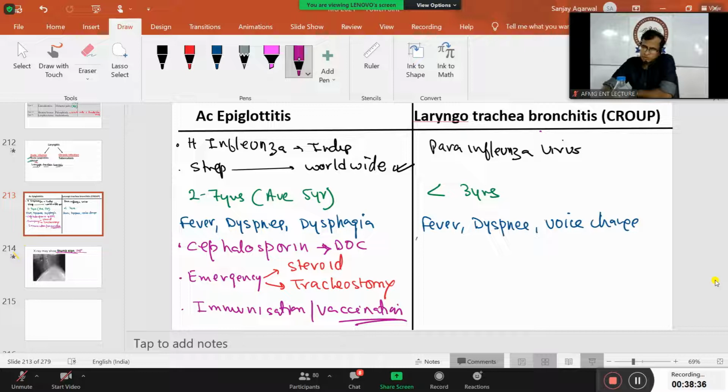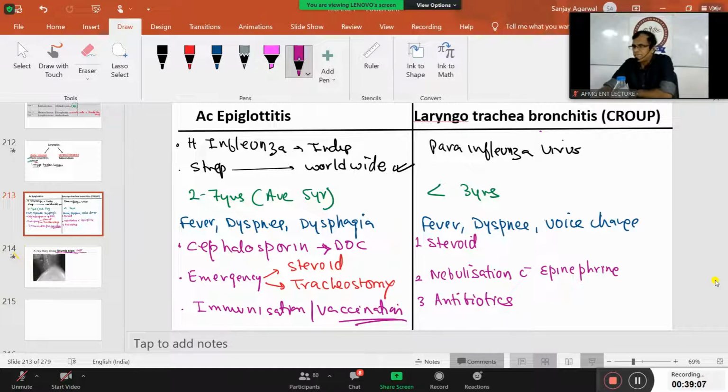In croup, we do 3 things to every child. We always give steroid, and we do nebulization with epinephrine or adrenaline. And although it's a viral disease, we still give antibiotics to prevent superadded bacterial infection. So these 3, all of them are done in a patient of croup, that is acute laryngotracheobronchitis.